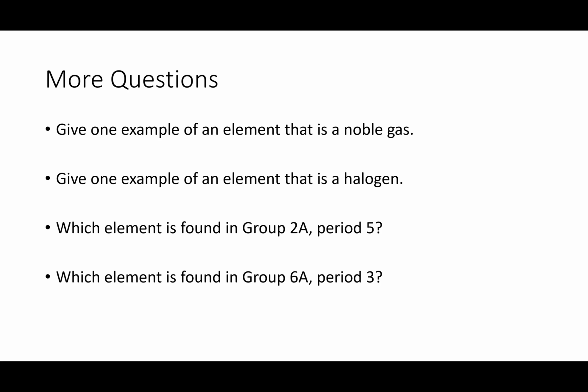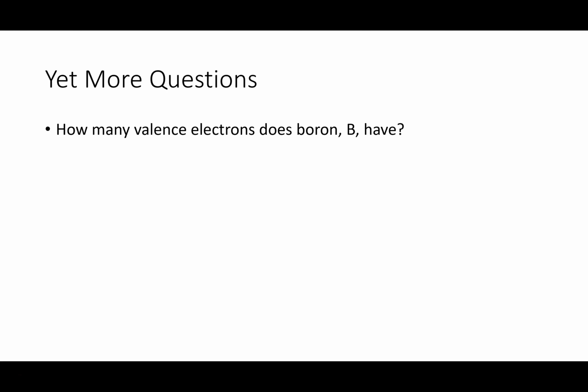Very good. Okay, yet more questions. Okay, now this is the topic that we covered just this morning. So what do you think, David? Boron, how many valence electrons does it have? 3A. It is 3A, so he's saying 3, and I agree totally. 3. Yep, boron, 3A, 3 valence electrons. Perfect.